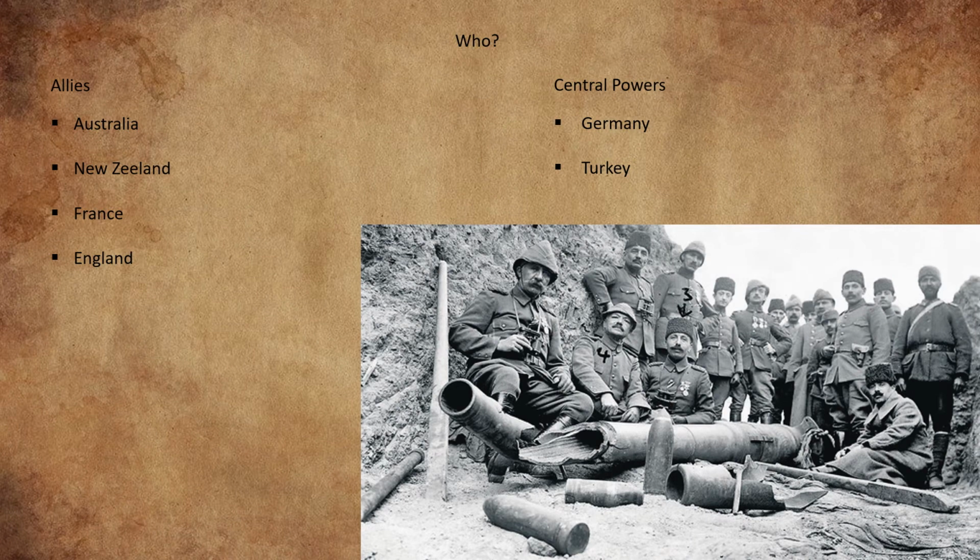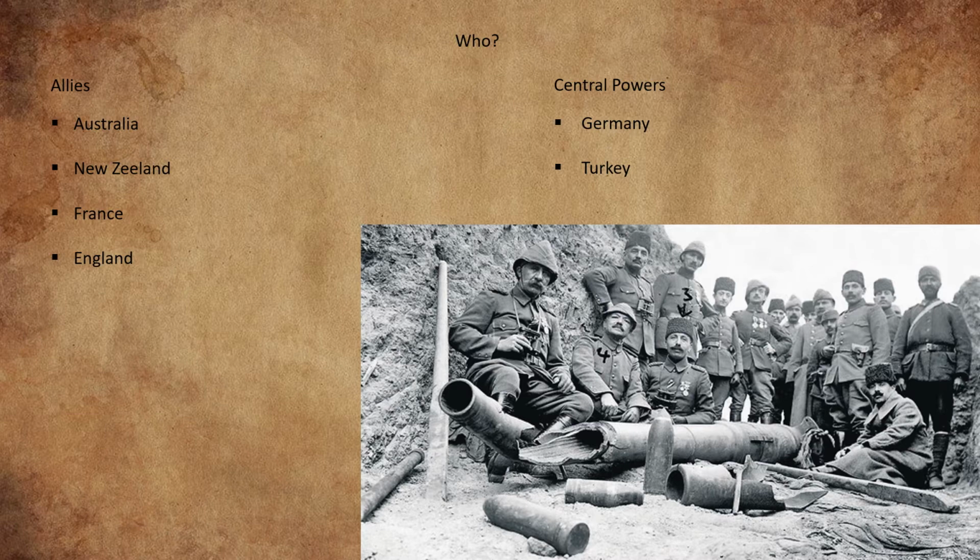Who fought in this battle? On the Allied side, it would be Australia and New Zealand, which formed the Anzac forces, and France and the England forces, which are also known as the 29th Division, which included Irish soldiers also. On the Central Powers, it would be Germany and Turkey, also known as the Ottoman Empire.